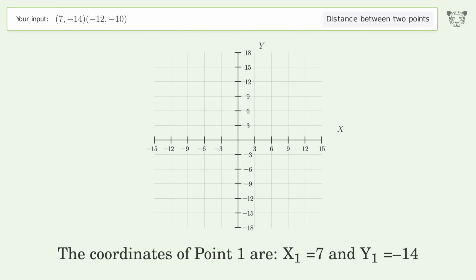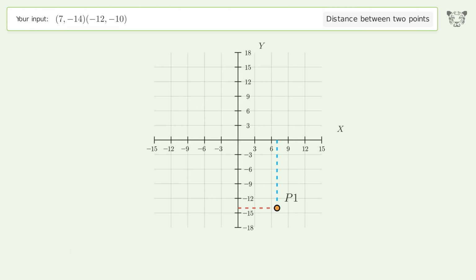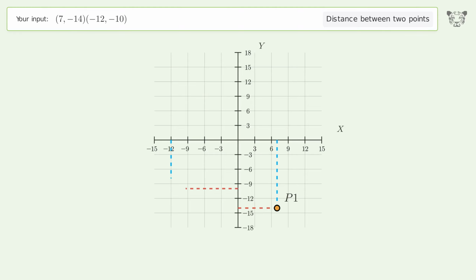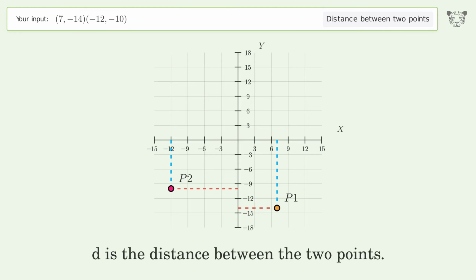The coordinates of point 1 are x1 equals 7 and y1 equals -14. The coordinates of point 2 are x2 equals -12 and y2 equals -10. D is the distance between the 2 points.